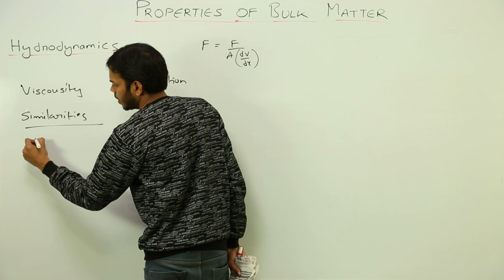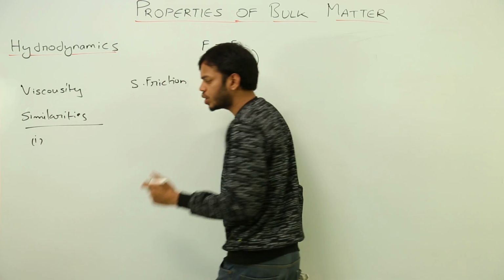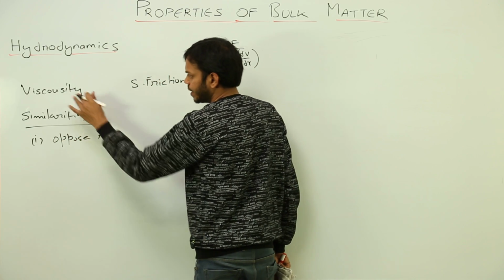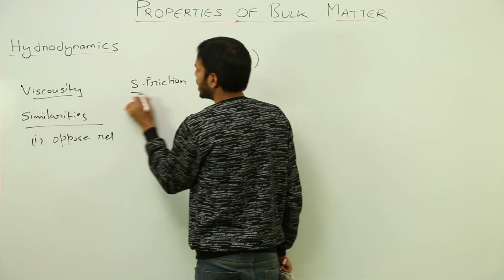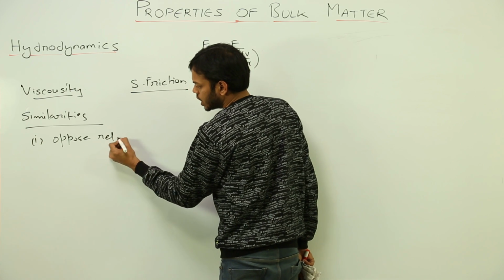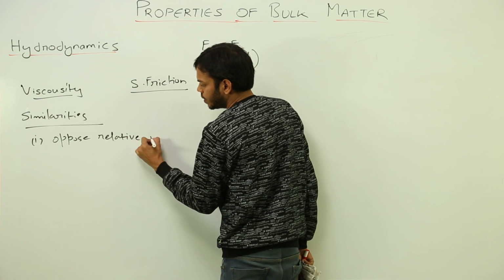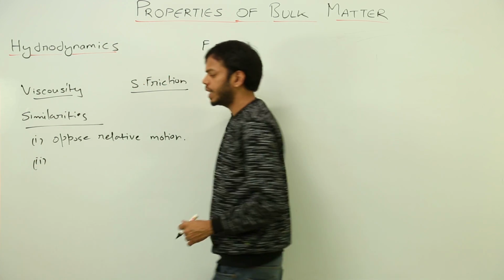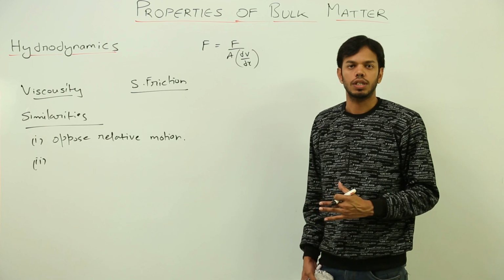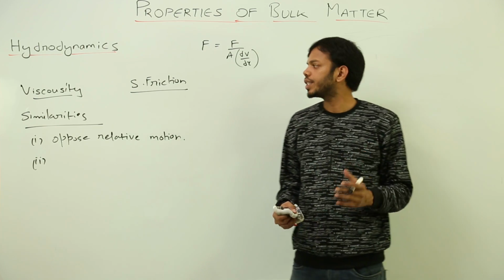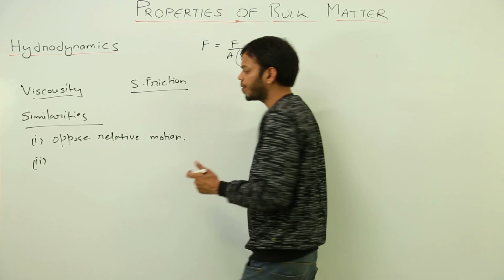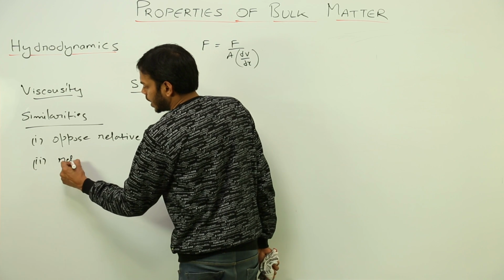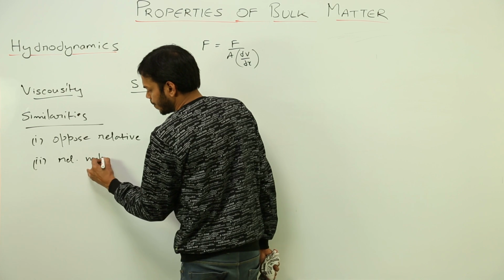First of all, both oppose relative motion, right? Viscosity, that is viscous force, as well as solid friction force, both oppose relative motion. Both come into play when there is a relative motion. Without relative motion, there is no existence of either viscous force or normal friction or solid friction. So both come into play when there is a relative motion.